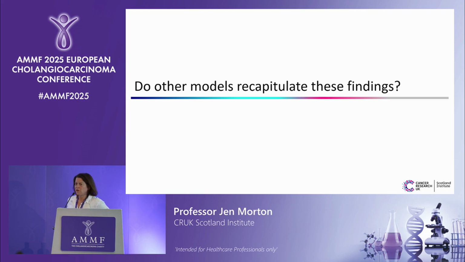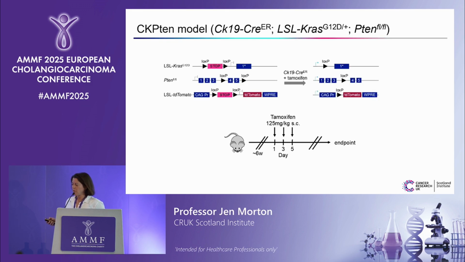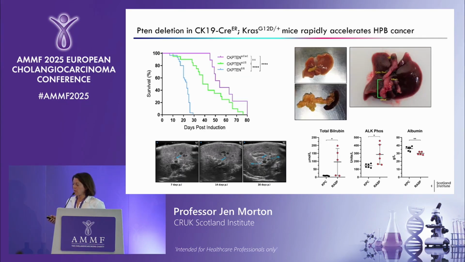I mentioned earlier that we tried to make these models of pancreatic cancer in the duct, and another one was driven by CK19, like Ed's. But again, in this model, we used KRAS and PTEN loss. And these mice also get cholangiocarcinoma before they get anything else. This is a less useful model to work with because they do also get lung cancer.